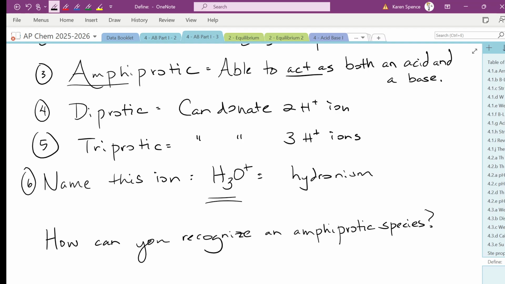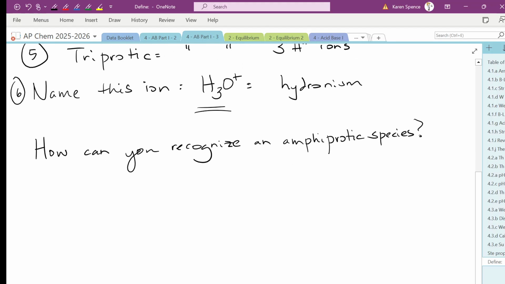Nobody had questions, and yet everyone's like, I don't know what an amphiprotic species is. Well, on page 119, there was a question, which of the following would be expected to exhibit amphiprotic behavior? Did we not do that? I think we did. How can you recognize an amphiprotic species? Are we ready?